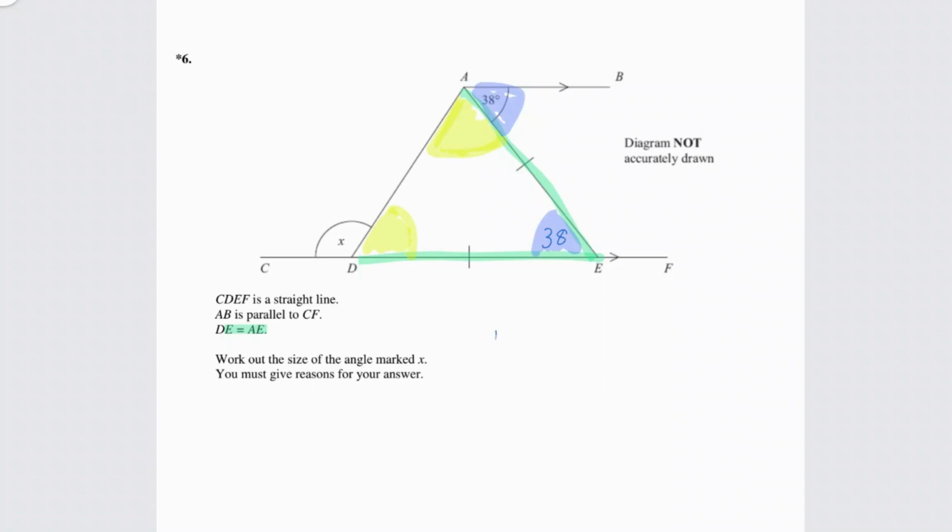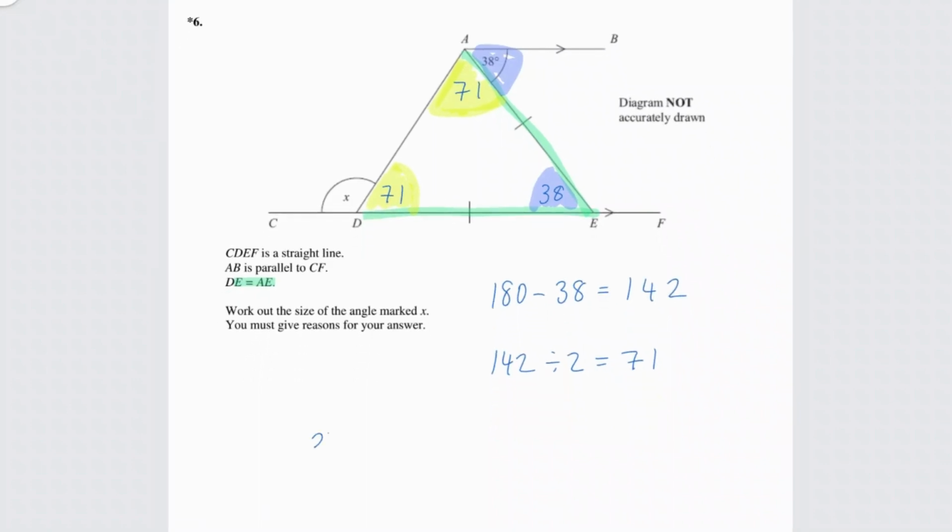angles. So if we do 180 for the triangle, take away 38, the remaining two angles, the two yellow angles, sum to 142. So one of them will be 71. So these are 71. And then last of all, we've got a straight line. So x can be found by doing 180, take away 71, which is 109 degrees.